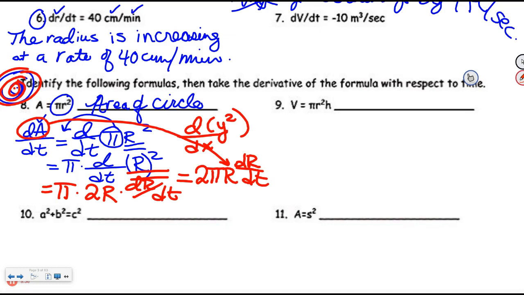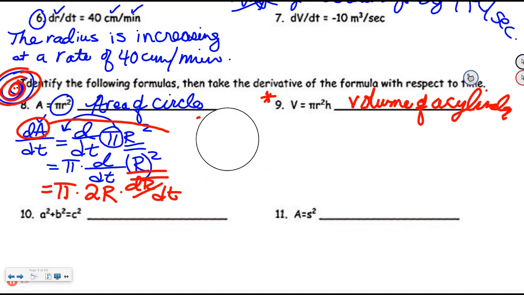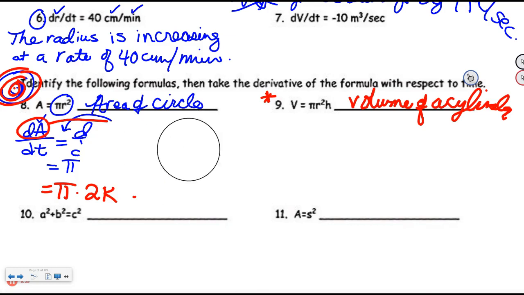So number 9 is the formula for the volume of a cylinder. You'll need to memorize that by the end of section 2.6, volume of a cylinder. This one, by the way, is one kids goof up on, and I'll tell you why. Again, this is implicit differentiation that we're using. It's level 4 of implicit. I said you'll need to be able to apply it to a related rate problem.